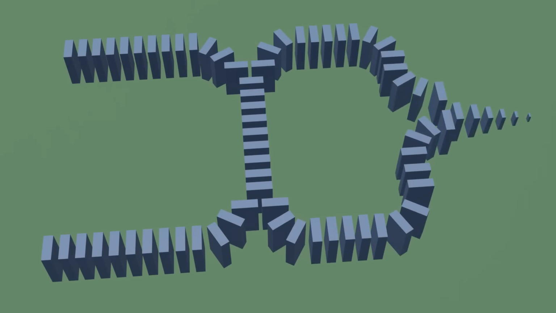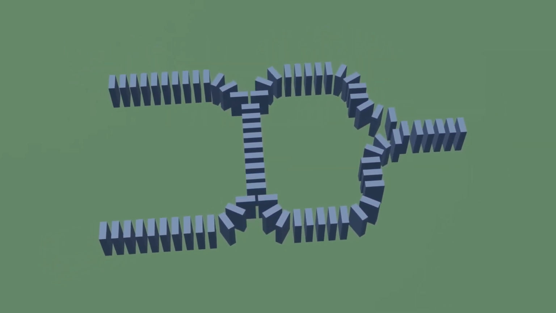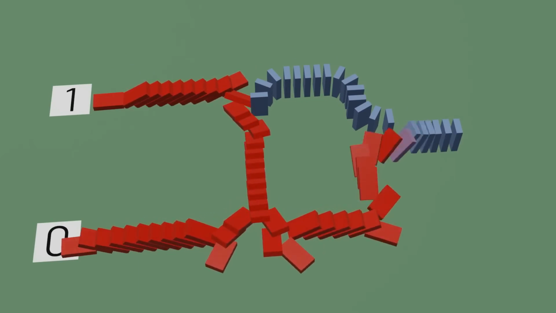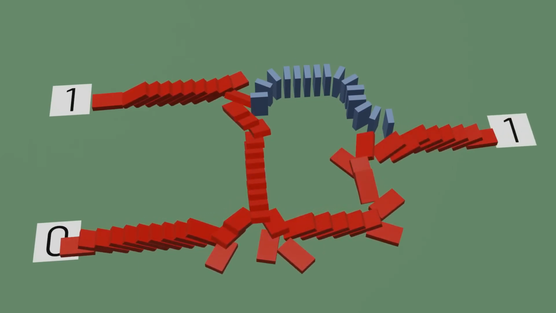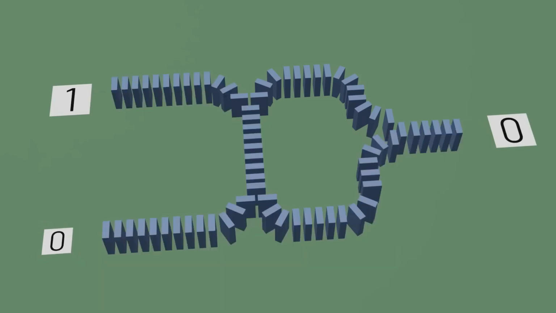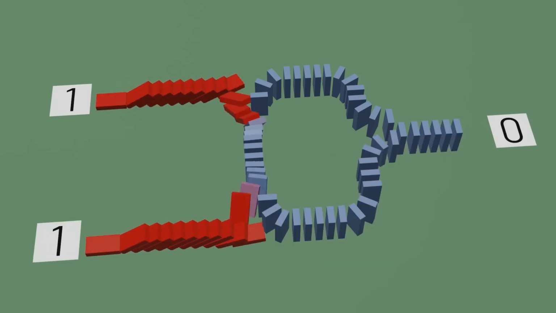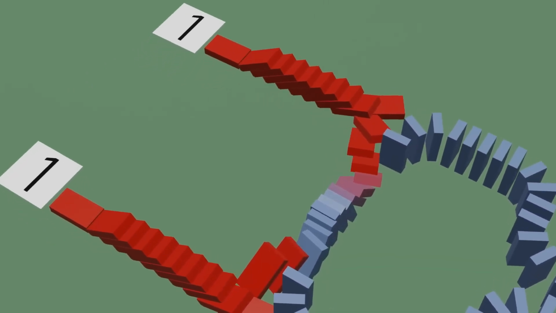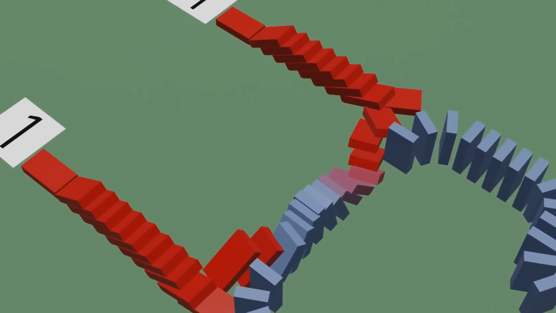To build that in dominoes, we can have the 2 inputs cross paths with each other in such a way that they'll collide if both are pushed. If only one input is pushed, the dominoes travel around the corresponding curve, and the output is a 1, as it should be. But if both inputs are pushed, the 2 paths collide with each other and stop in the middle. As a result, the output falls over when either one of the inputs is pushed, but does not fall over when both inputs are pushed.